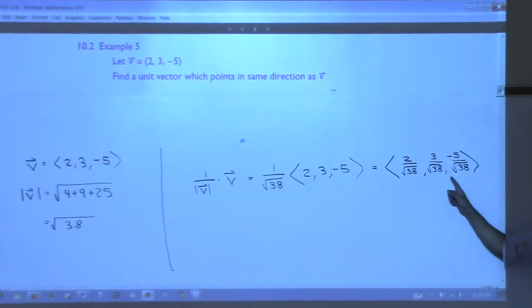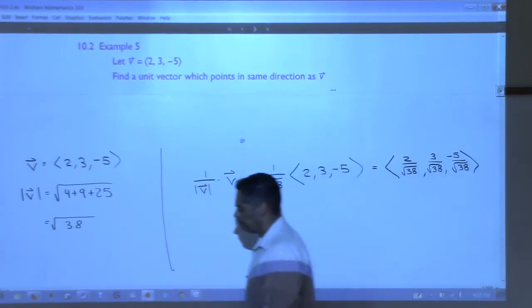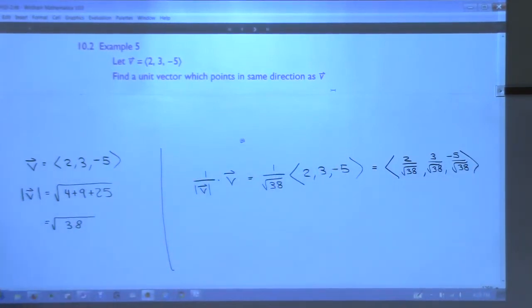So this vector should point in the same direction as that one and have a length of 1. And you can check it by just taking the magnitude of it. If you take the magnitude of this, you'll see it's 1. But I won't do that. All right.